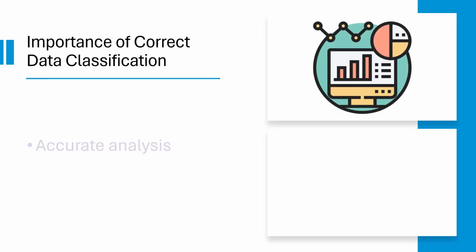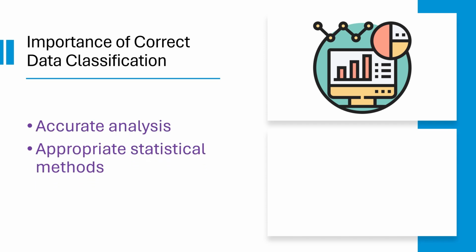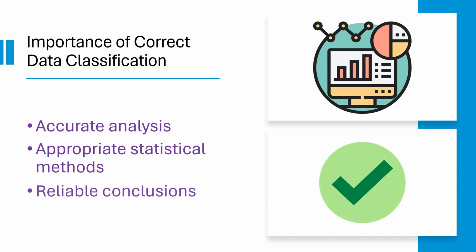Classifying data correctly is essential for accurate analysis, using appropriate statistical methods, and drawing reliable conclusions. Misclassifying data can lead to incorrect analysis and potentially misleading results. For instance, treating ordinal data as interval data can lead to erroneous conclusions, as the intervals between categories are not equal. By understanding the type and level of data, you ensure that you are using the right methods and tools, leading to more reliable and valid conclusions.